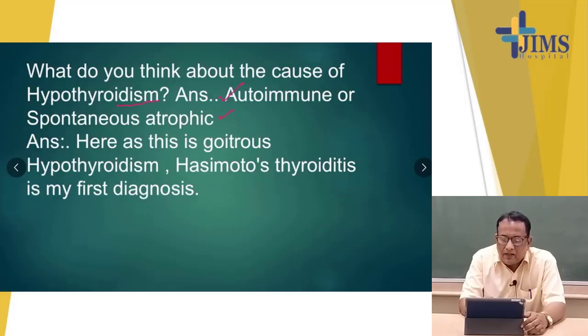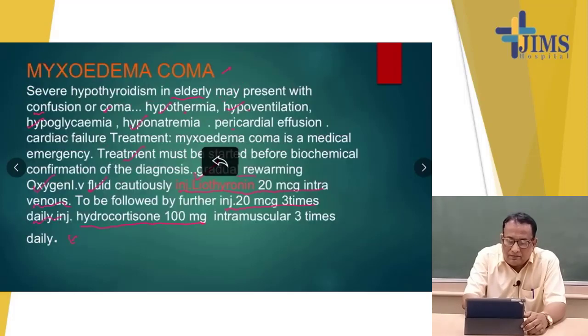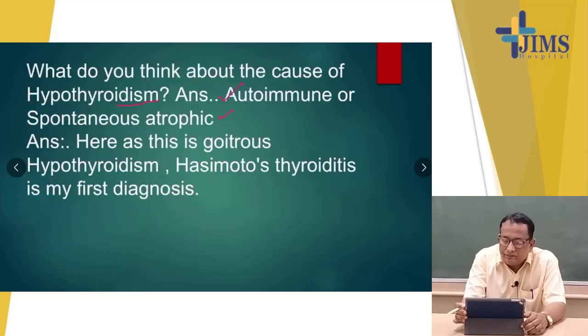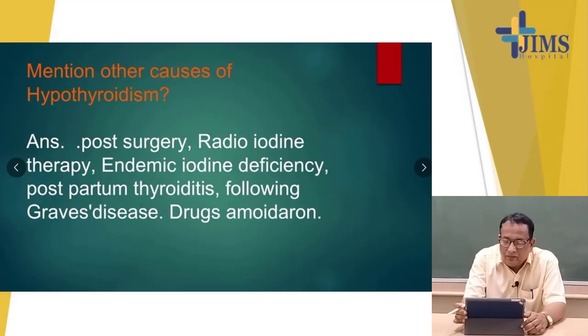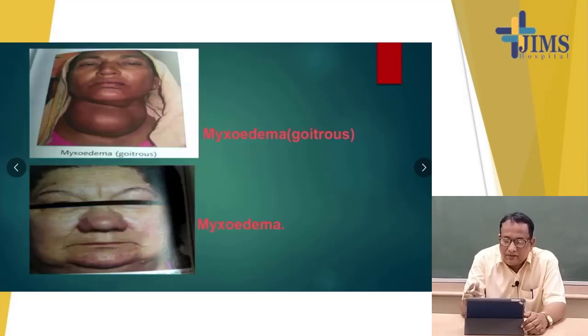This is most important. Here, another patient is there who has got a goiter. Yes, you see this patient. This patient has got a swelling of the thyroid gland. So this is a goiter. So it is hypothyroid plus a goiter. So whenever there is a goiter with hypothyroidism, we think of autoimmune thyroiditis or Hashimoto's thyroiditis.